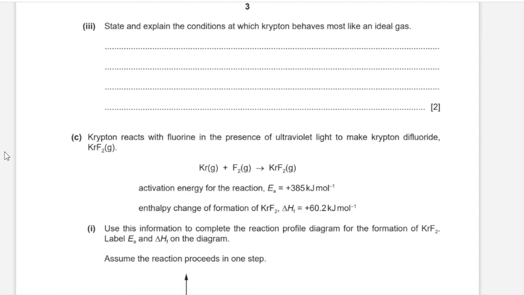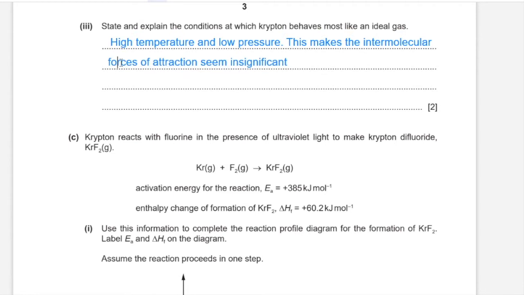Similarly, at high temperature, molecules have energy, so they move and gain distance between themselves, and so they do not experience intermolecular forces. Whereas if you increase the pressure on a real gas like krypton, its volume would decrease. The volume of molecules of krypton would not be negligible compared to the volume of the gas, as it should be for an ideal gas.